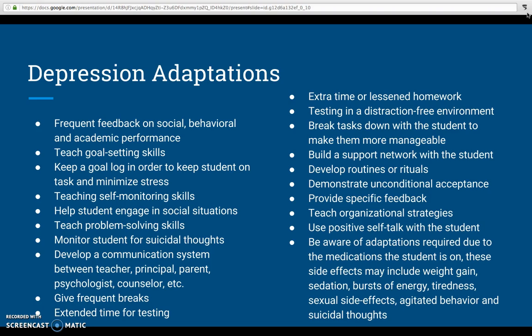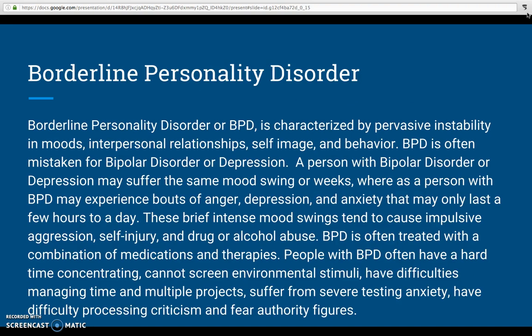And then, just like with other disorders, extended time for tests, limited assignments, lessen the homework load, make it a more positive work environment as opposed to something where they're just going to be overly stressed out and hard on themselves. Next is borderline personality disorder.